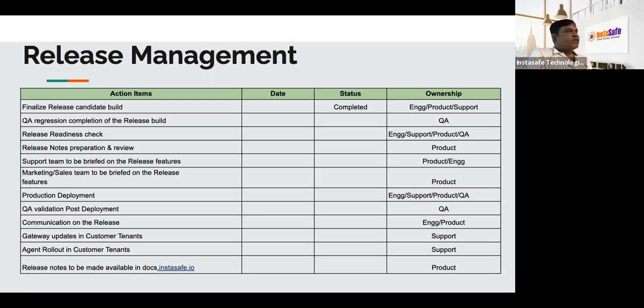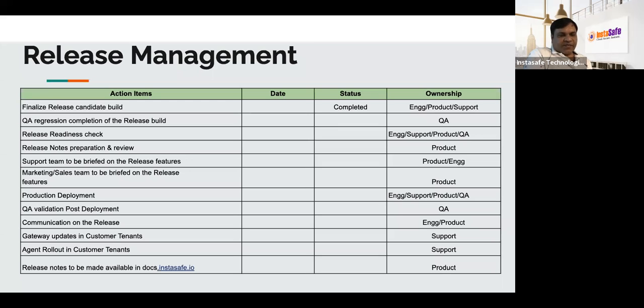Then there is the communication of the release. One of the steps I missed mentioning is taking approvals from the customer before we do a production deployment. Once post-production validation is done, the communication of the release is made to all the internal and external stakeholders that we have released a new version of the product.